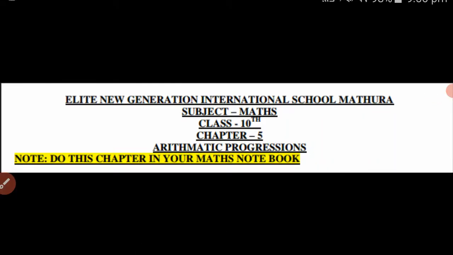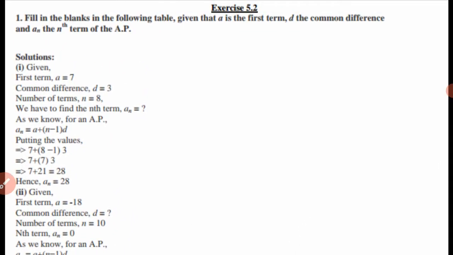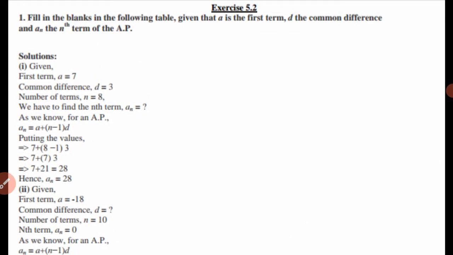Today we are going to start chapter 5, arithmetic progression, and before this we have done our first exercise. So today we are going to start the second exercise, that is 5.2. In question number 1, fill in the blanks in the following table, given that a is the first term and d is the common difference. So here we have been given a as the first term and d as the common difference.